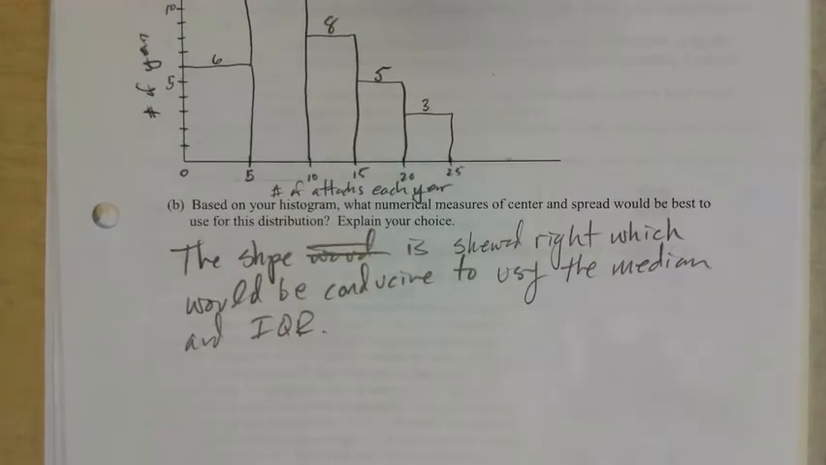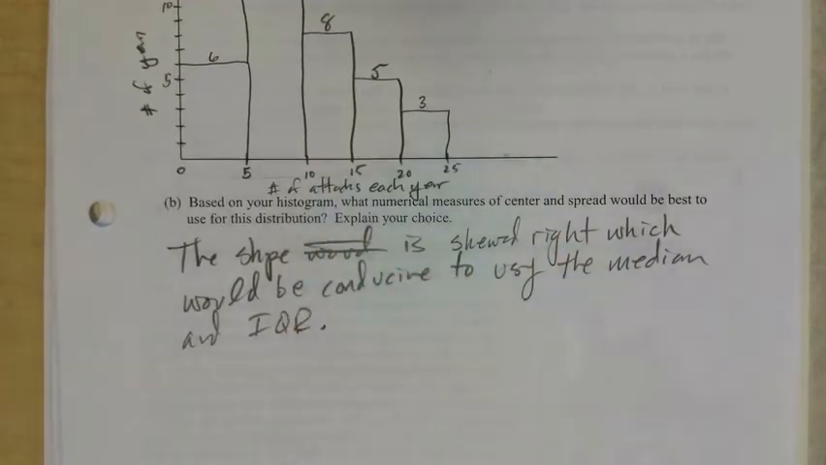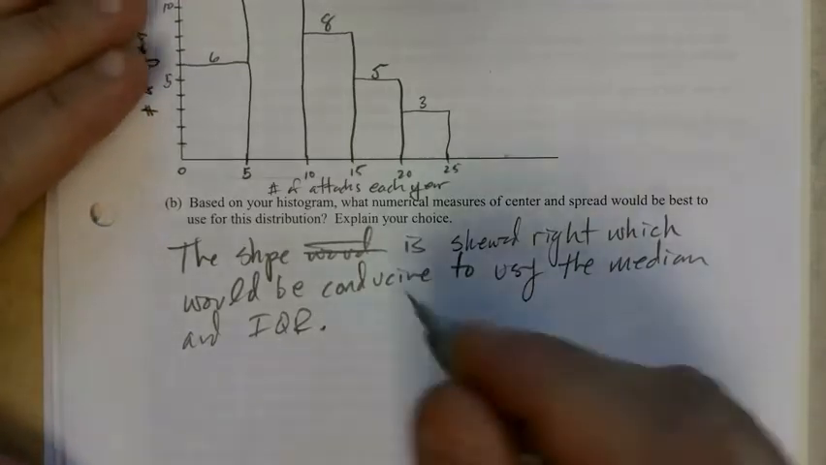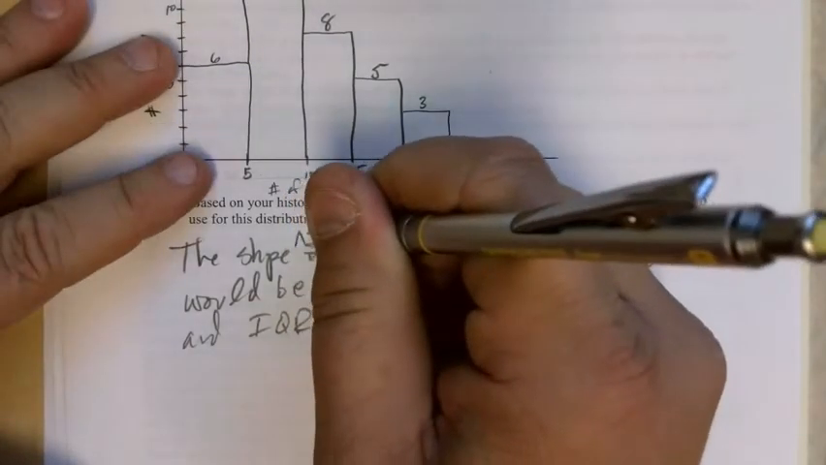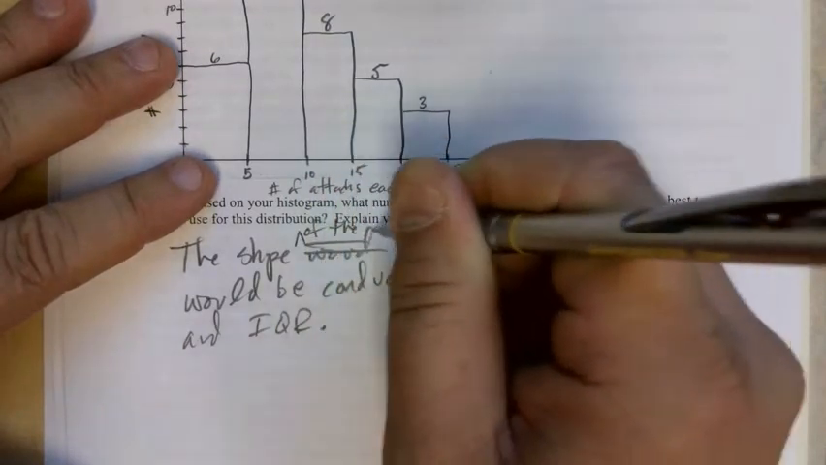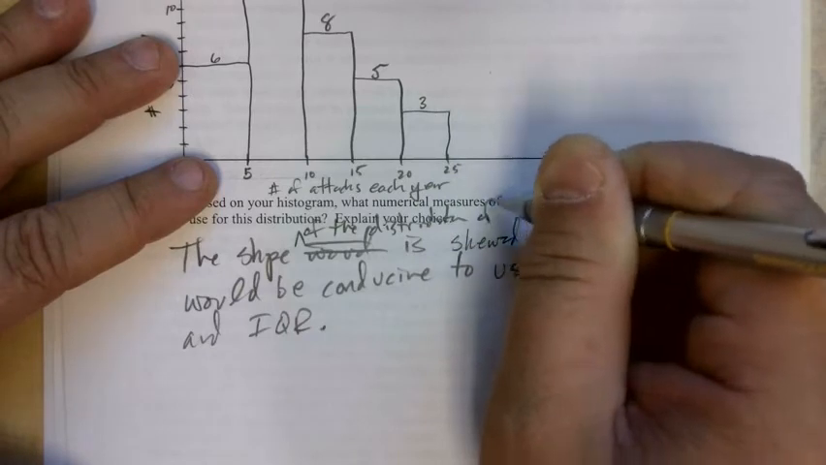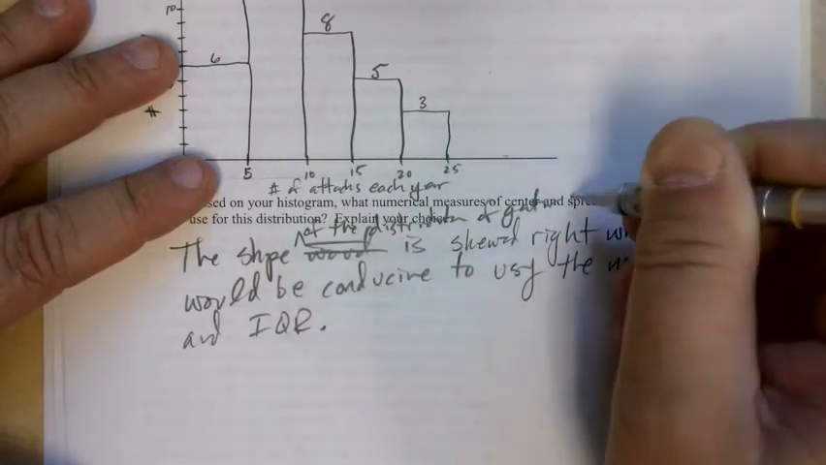Okay, there you go. That's it. So I would use the median and the IQR. Why? Because it's skewed right. Then the shape, and I'm going to insert the distribution of gator attacks.